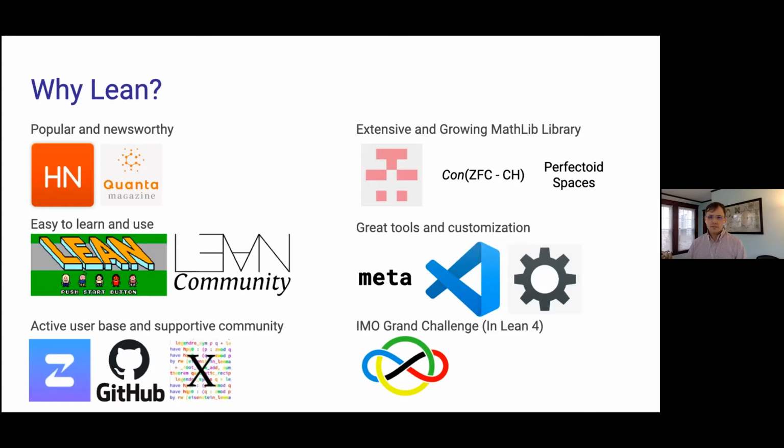It has a pretty extensive mathematical library called MathLib. It also has been used to formalize other pretty advanced things, such as the forcing proof of the consistency of ZFC minus CH, minus the continuum hypothesis. Also formalized the definition of perfectoid spaces, which is a pretty advanced topic. It has a lot of great tools for customization. It has a pretty good meta-programming framework built right into Lean. It has integration with Visual Studio Code, which is a pretty common editor, as well as Emacs and other tools, which were very useful for this project.